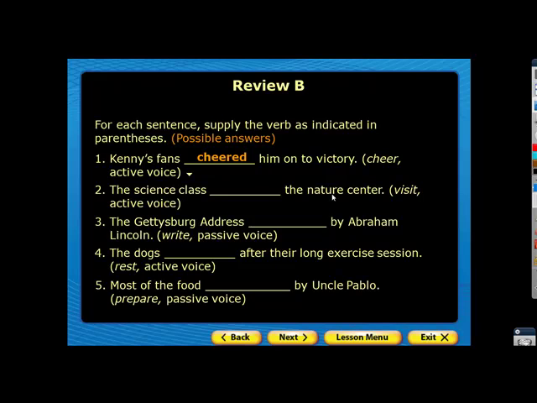Okay, let's do this. Kenny's fans cheered for him on the victory. Oh yes, cheered for him. The science class visited the nature center. Active voice. Visited. The Gettysburg Address by Abraham Lincoln. Passive voice, and remember that's in the past. Was, yes, written. The dogs, after the long exercise session, rested. They're very tired. Most of the food by Uncle Pablo. Passive voice. So remember, food here is singular or plural? Yes, it's singular, it's uncountable. So was prepared or is prepared.